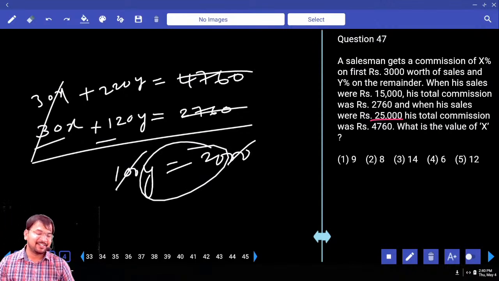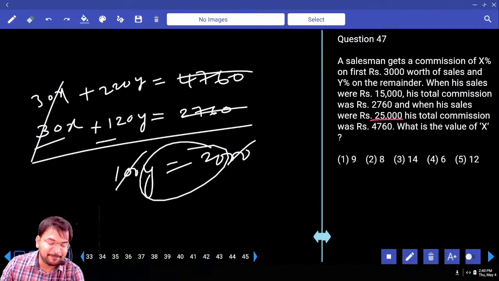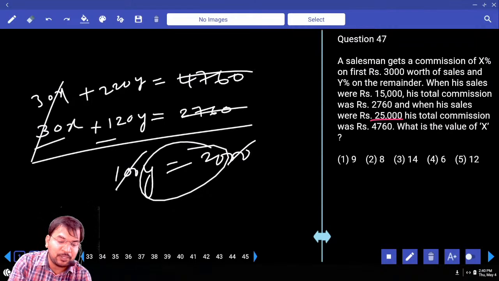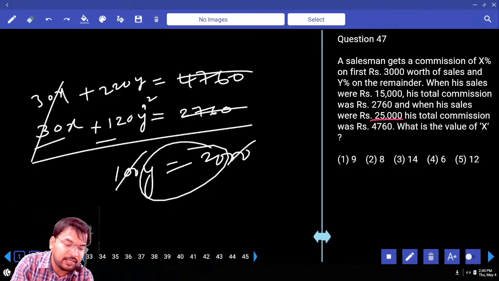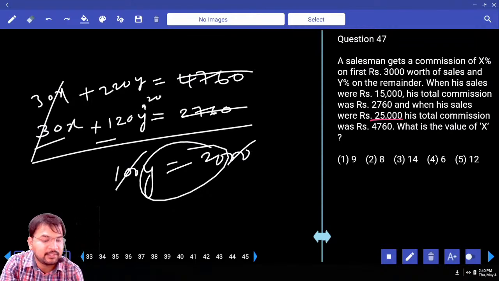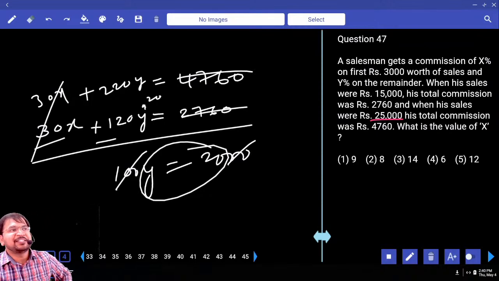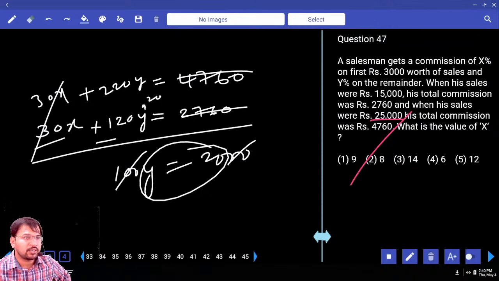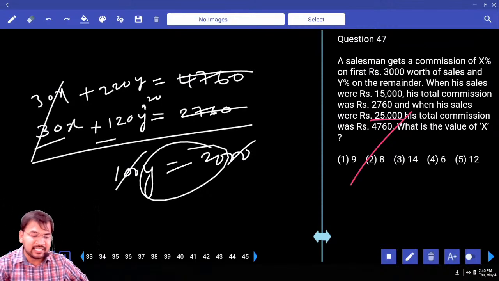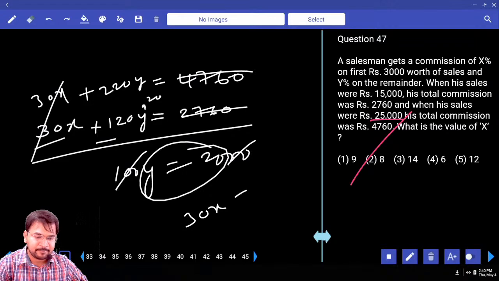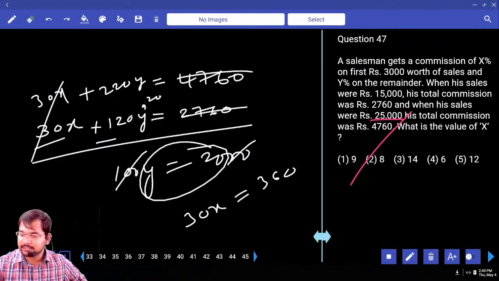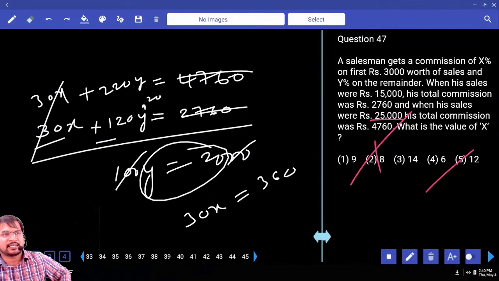Don't worry. See here, all of you. Are you watching? Be careful. Y is equal to 20. If you keep Y equal to 20, 120 into 20 is 2,400. If you subtract 2,400 from 2760, we get 360. 30X is equal to 360. X is equal to 12. Now 30X is equal to how much? 360. 12, right? Yes. 3 12s are 36.